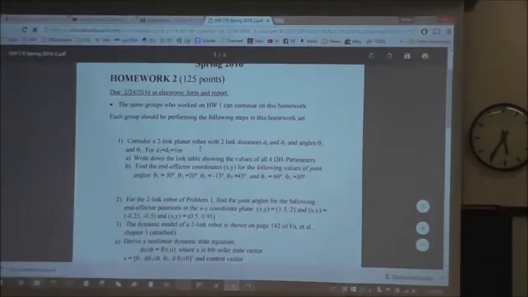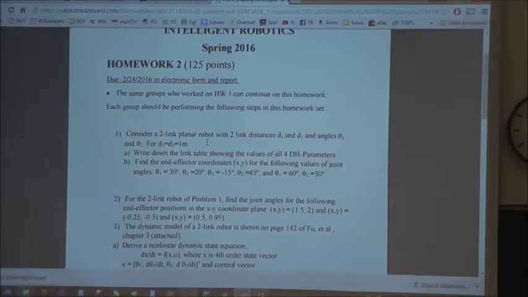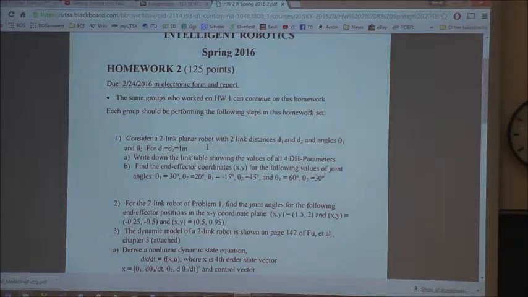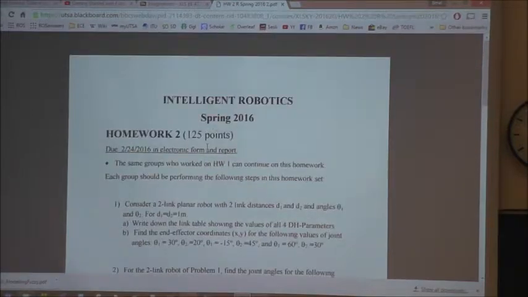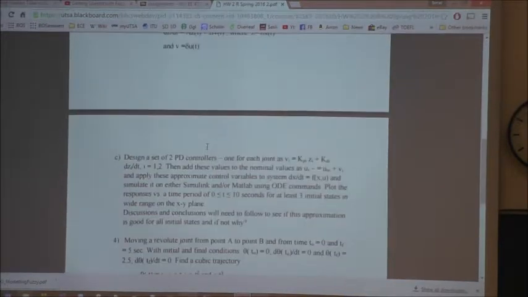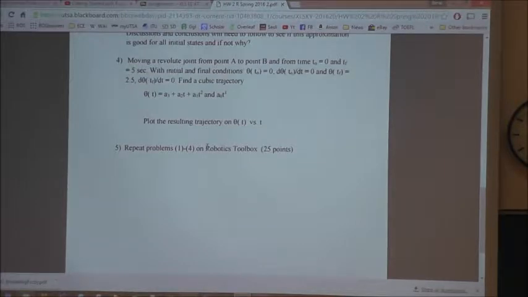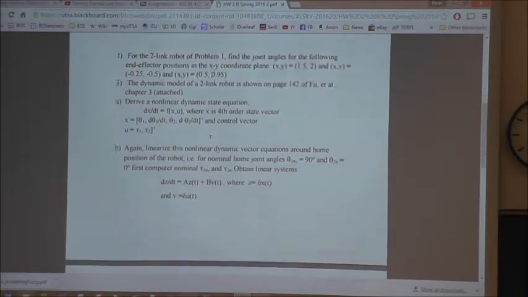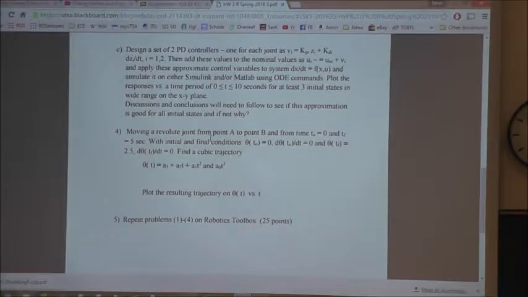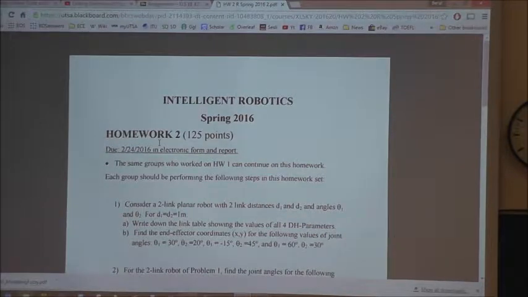Quick announcement. If you check on Blackboard, you have homework 2. For this homework, you can keep your peer from the previous homework, or you can work individually. The due date is the 24th. Dr. Jamshidi is giving a bonus point if you repeat the following homework questions and do them in the robotic toolbox, which is 25 points. Again, the due date is the 24th.